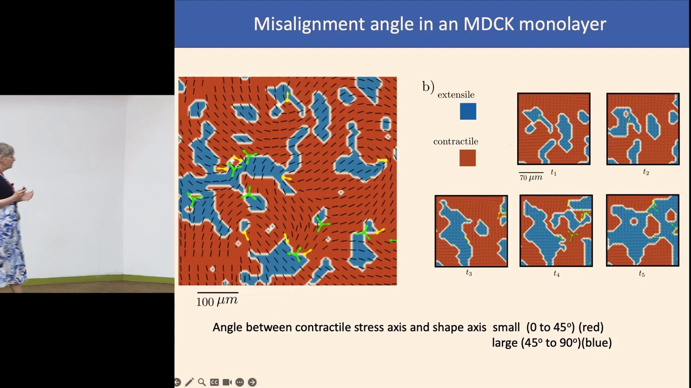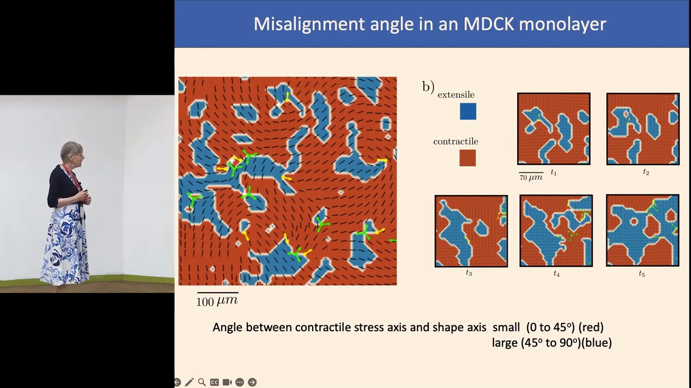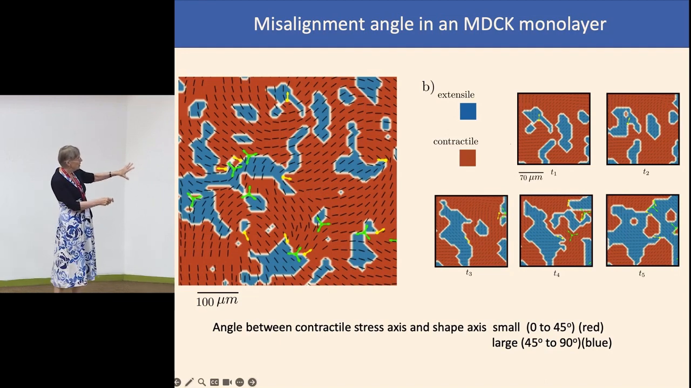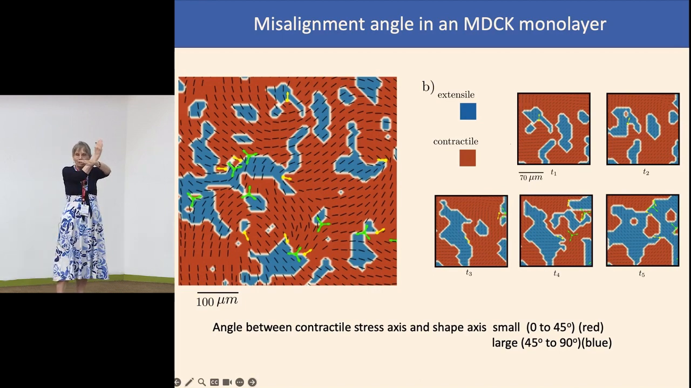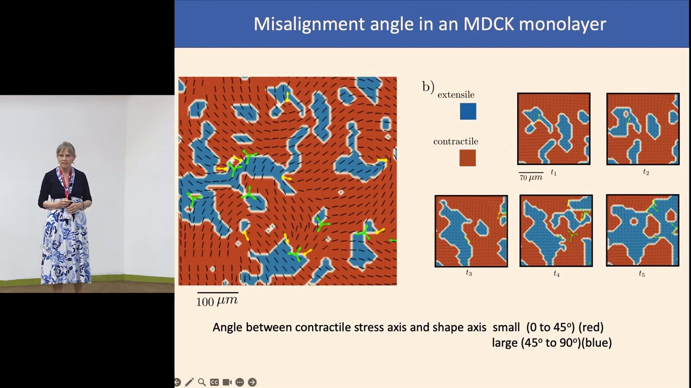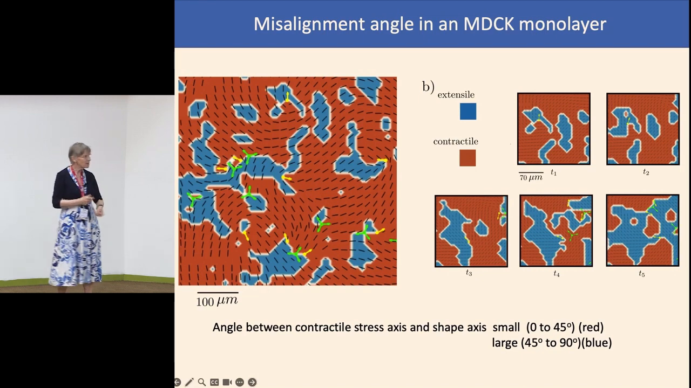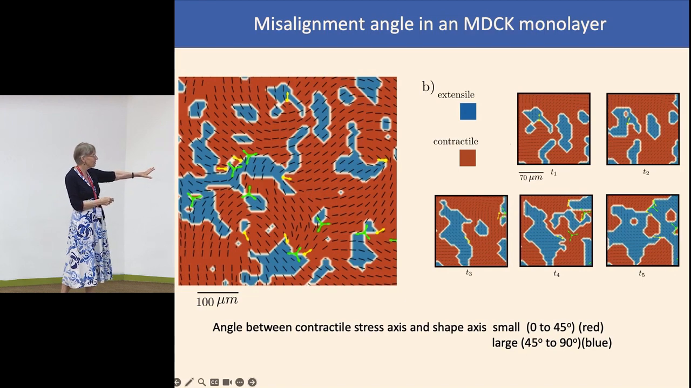So, what happened in the experiments is that we looked at this misalignment angle in the cell layer. This is a region from the middle of the cell layer. And the red regions have this misalignment angle smallish, actually between 0 and 45, which you'd expect. But then there are these blue regions where the misalignment angle is large, between 45 and 90. And they're not just random cells, they're correlated regions. Okay? And they evolve in time.